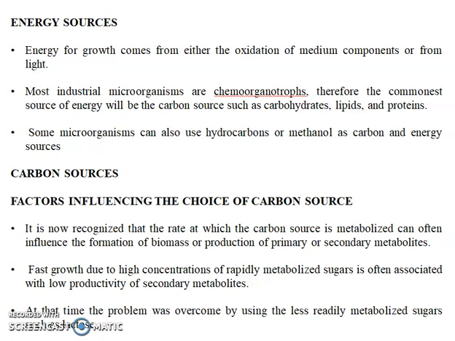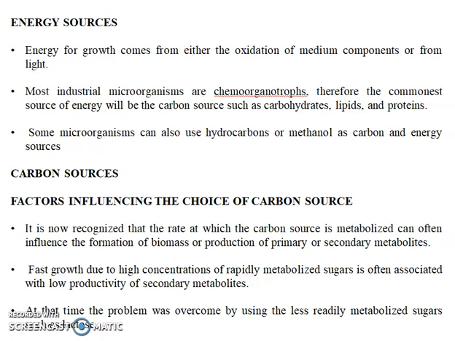and secondary metabolite formation. Fast growth due to a high concentration of a rapidly metabolized sugar is often associated with low productivity of secondary metabolites. So it is noted that if the sugar is rapidly metabolized, the growth of the organism is also very high, and suddenly it will attain the stationary and the death phase, and it leads to the depletion of the secondary metabolite.